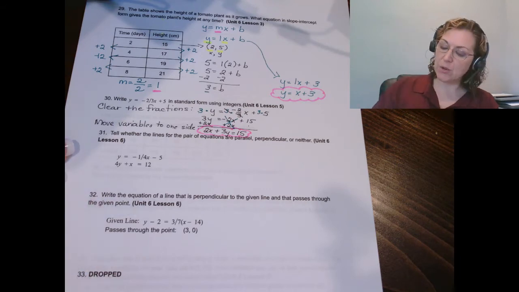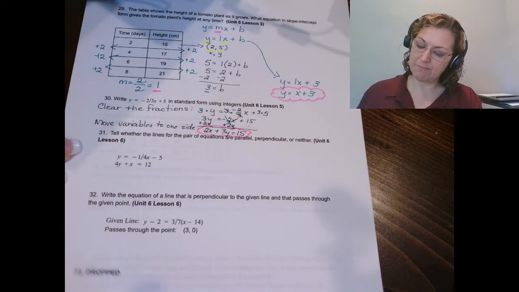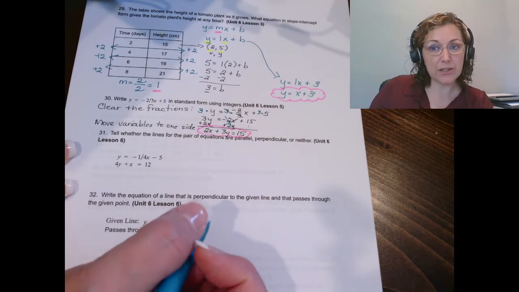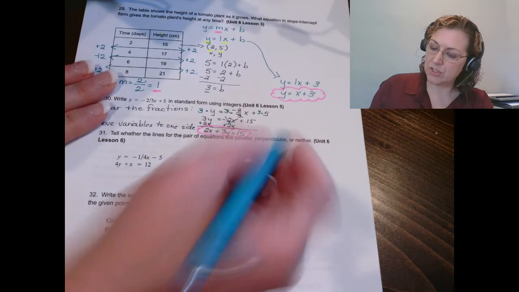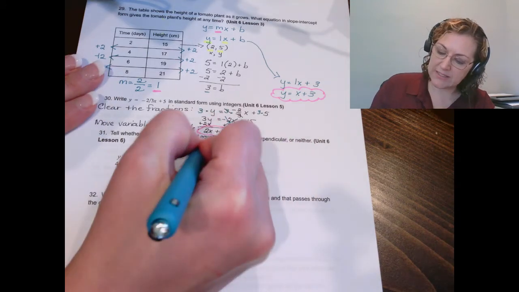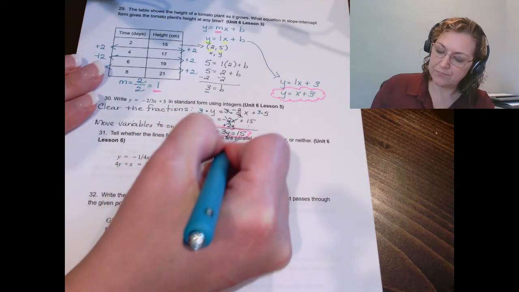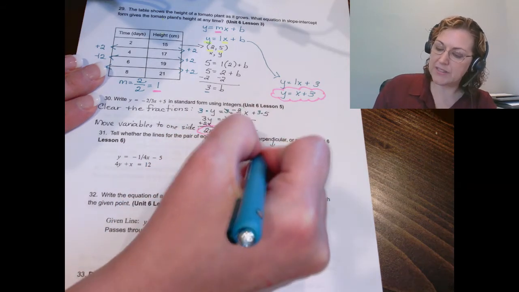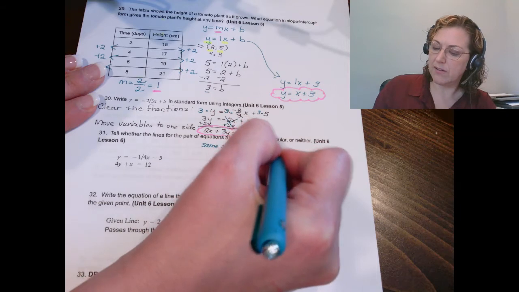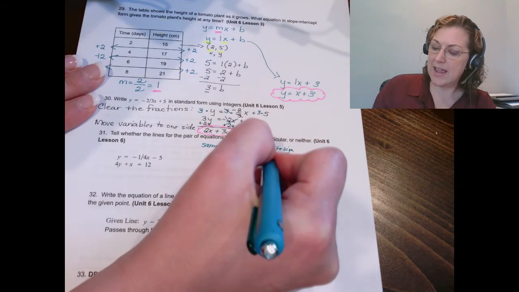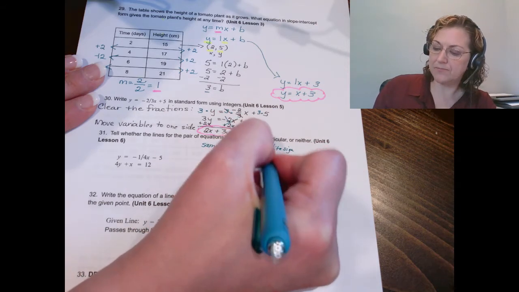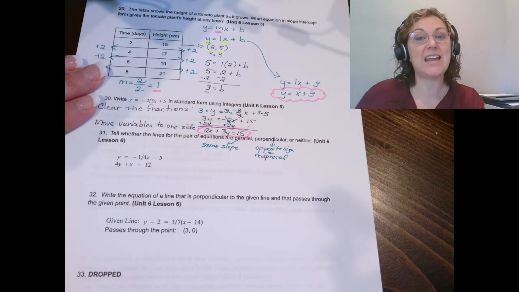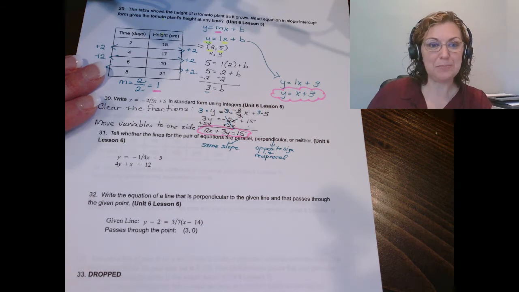Okay, let's go on to number 31. And this is where we're asking, are the lines parallel, perpendicular, or neither? So parallel means same slope. Perpendicular means opposite signs and reciprocal. And if it doesn't fit into those two categories, then it's neither.